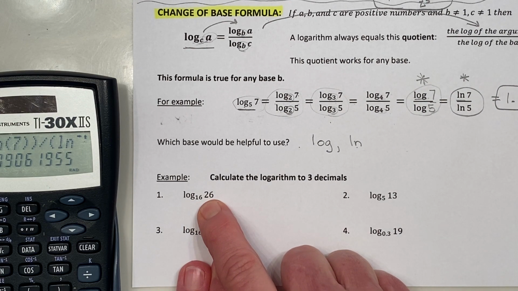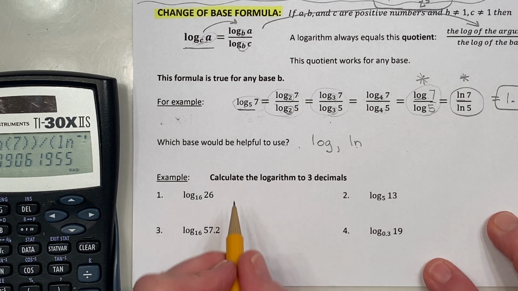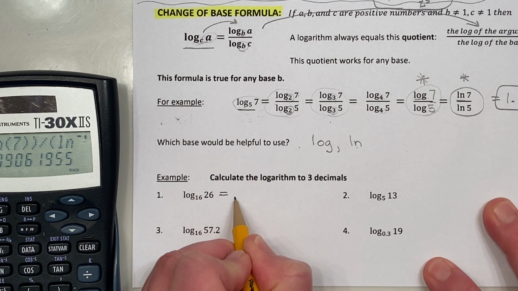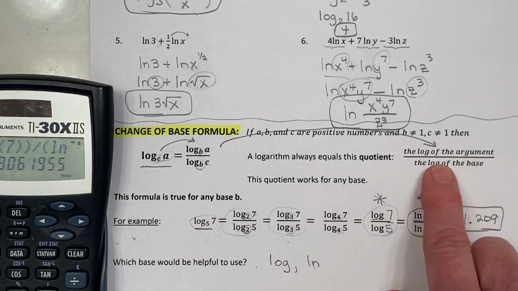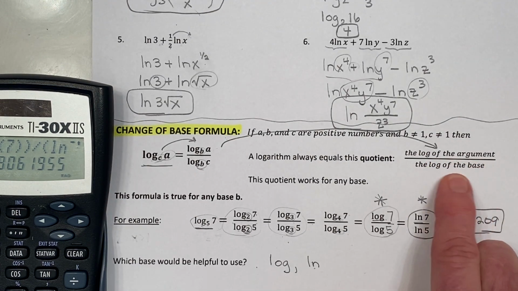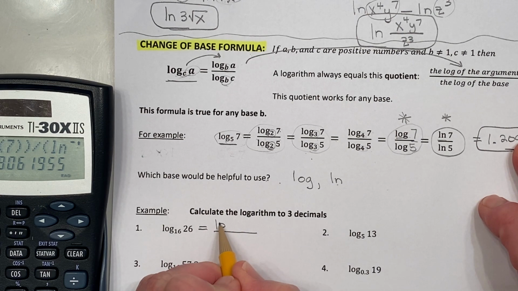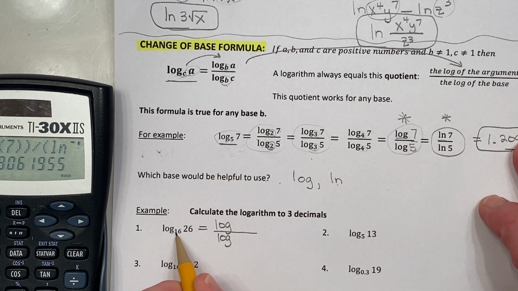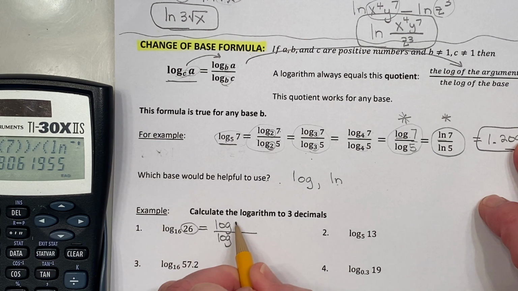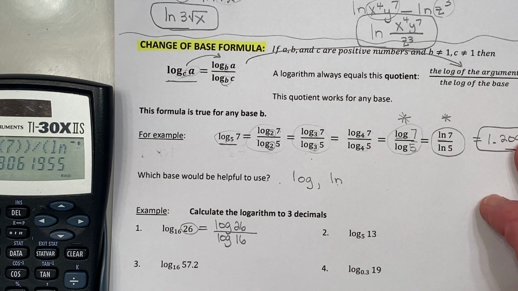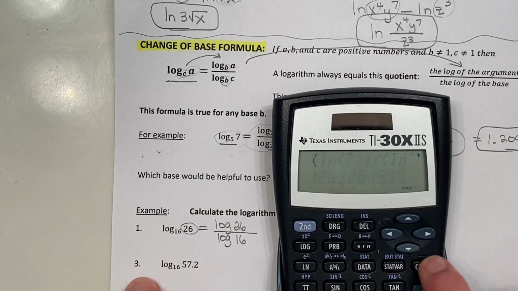16 raised to what power is 26? I don't know what that is. I don't have enough knowledge about that decimal, so let's use the change of base formula. This is equal to a fraction. Think about what this is saying: the log of the argument divided by the log of the base. So I need a log here, and I need a log here. I'm going to do base 10. I know it was 16 here, but when we do change of base, it doesn't matter what base we use. We're going to use 26 on top after the log, and we're going to use the base down here after the log. So let's go to our calculator.